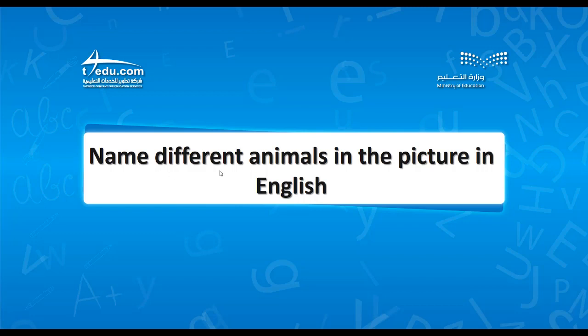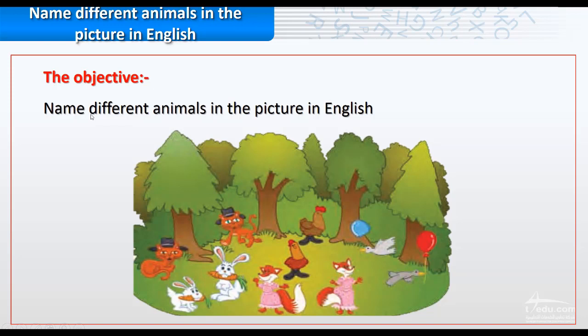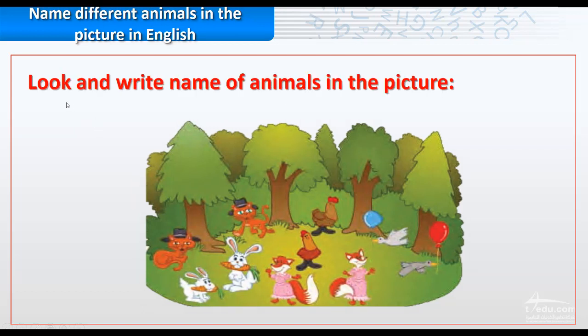Name different animals in the picture in English. The objective is to name different animals in the picture in English. Okay, it's very easy. Very, very easy. Listen. Look and write the names of animals in the picture.